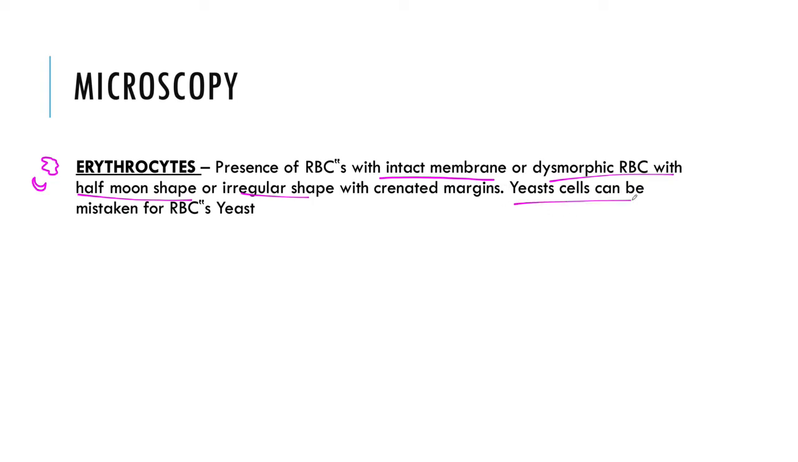Yeast cells also can be present, and yeast cells can be mistaken for RBCs. When you observe the RBCs and the yeast cells, you may be confused. Normally 1 to 2 can be present, and basically they are absent, but in very rare cases, even in normal conditions, 1 or 2 RBCs can be present.